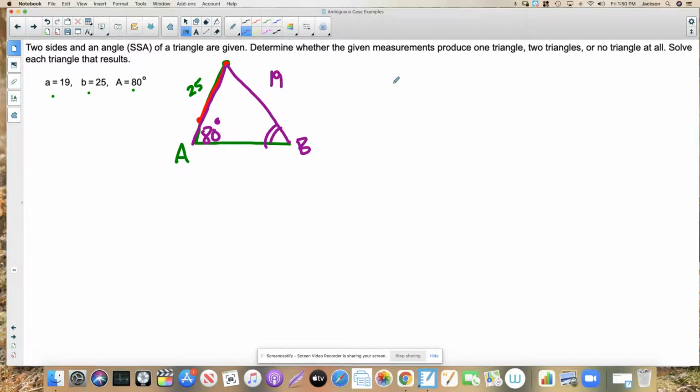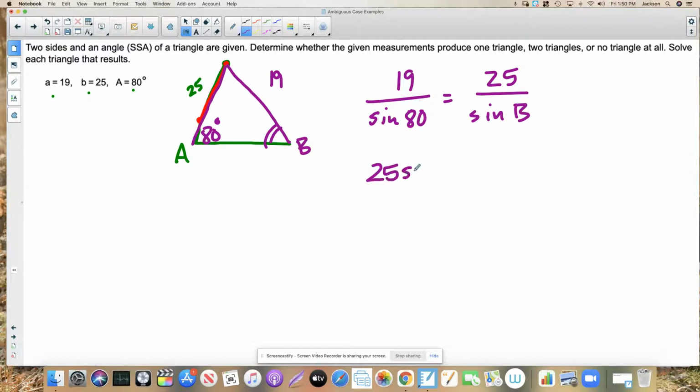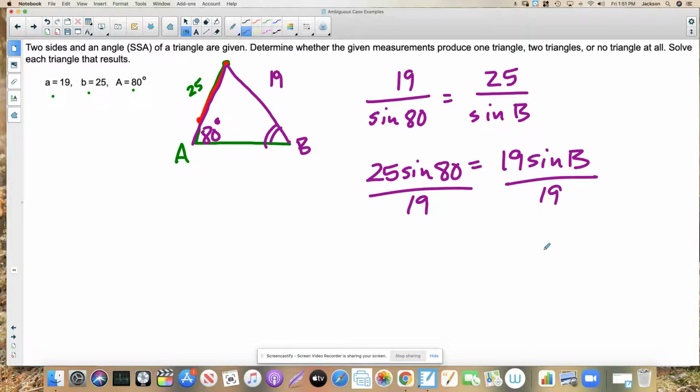So the first thing we're going to notice, once again, is that I have a side and an opposite angle. So I can set up a ratio in the law of sines with this, and I can set up half of this ratio where I have the side but not the angle. And then we can go through the math here. We'll cross multiply. We'll have 25 times the sine of 80 equals 19 times the sine of B. And I'm solving for B, so I'm going to divide both sides by 19. So I have the sine of B equals 25 sine 80 over 19.